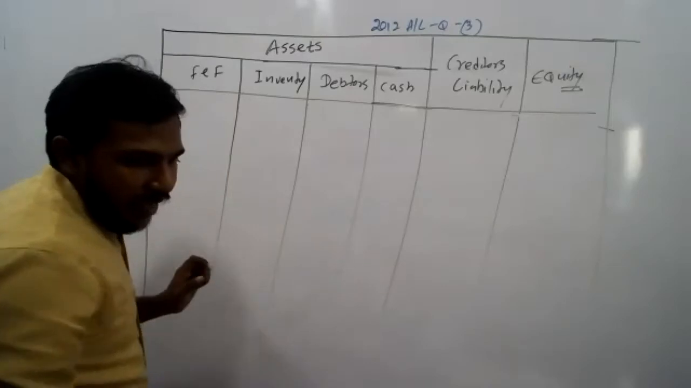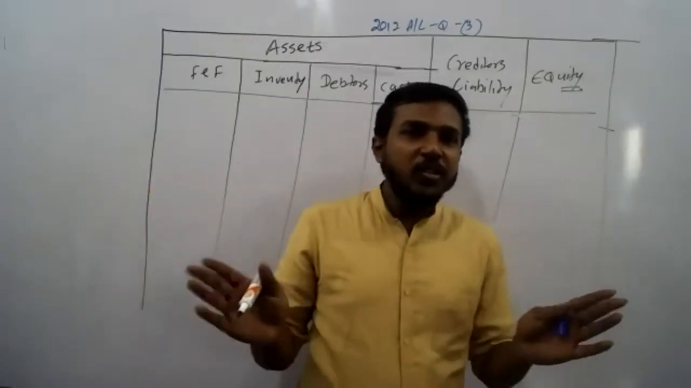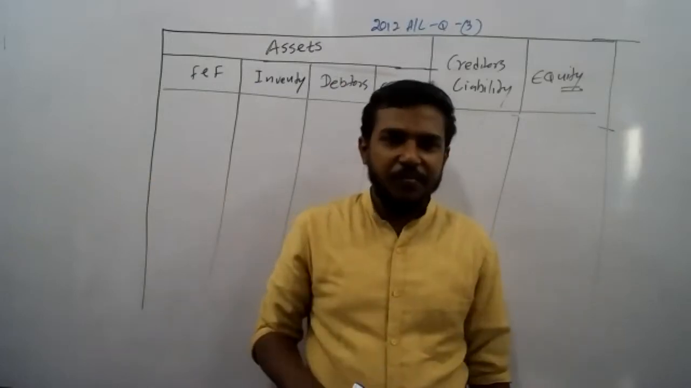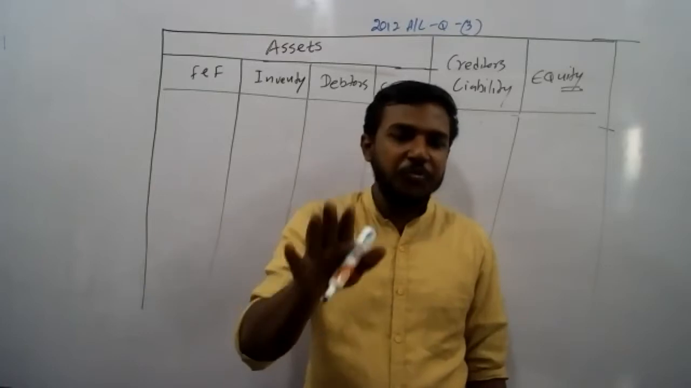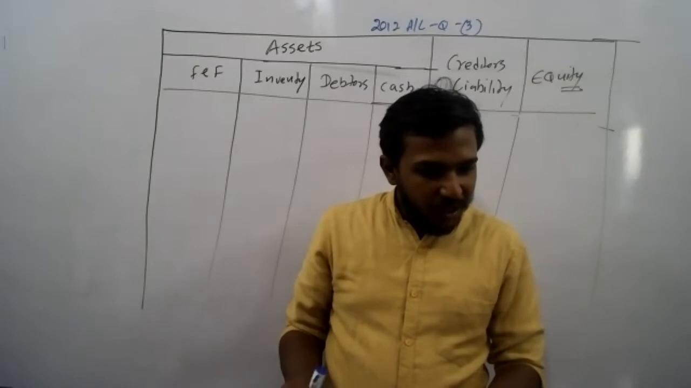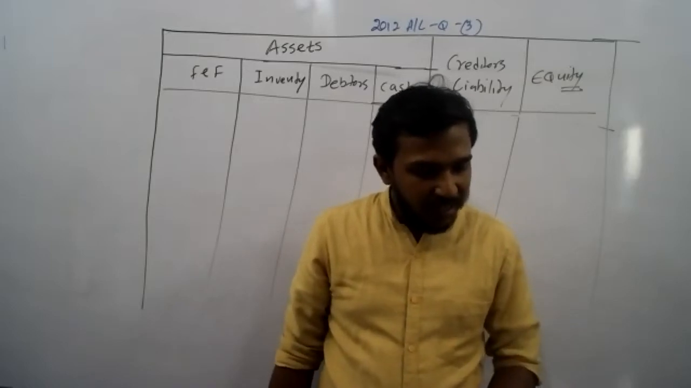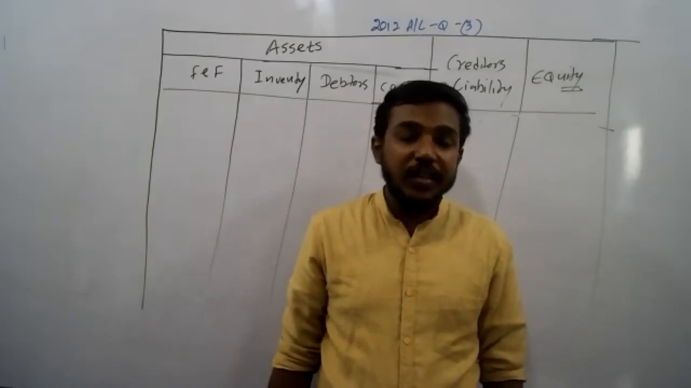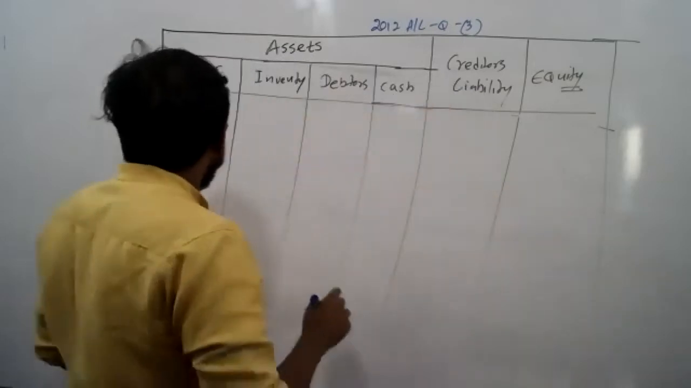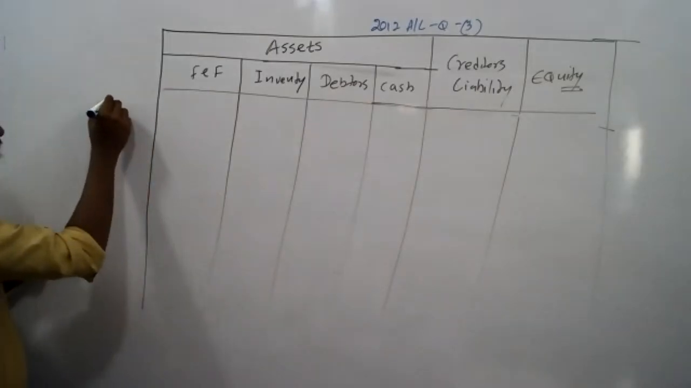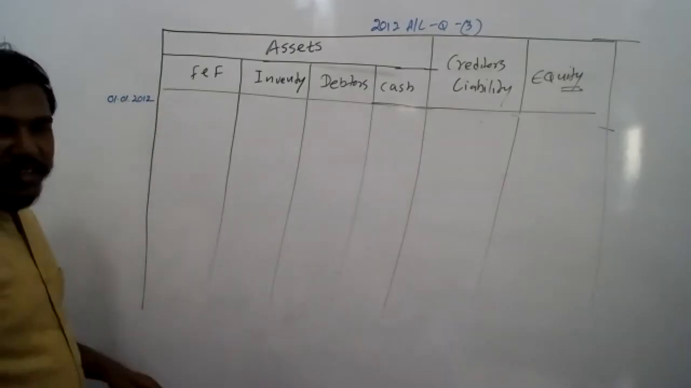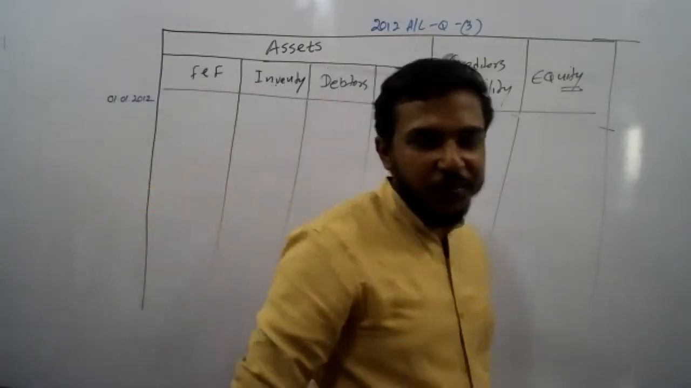So look here, they say balance sheet. Just change it to statement of financial position, SOFP. The statement of financial position of Bilani Traders, a sole proprietorship, as at 1st of January 2012 is given below. These are the balances on 1st of January 2012.